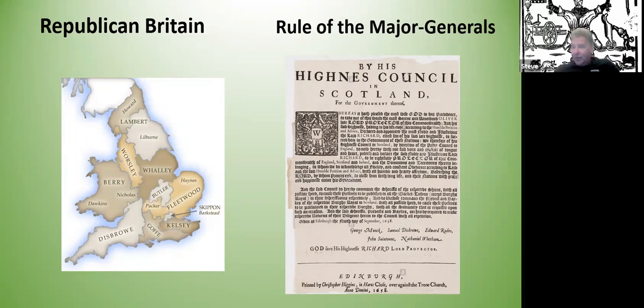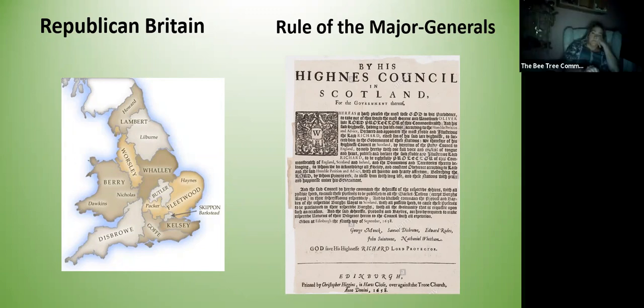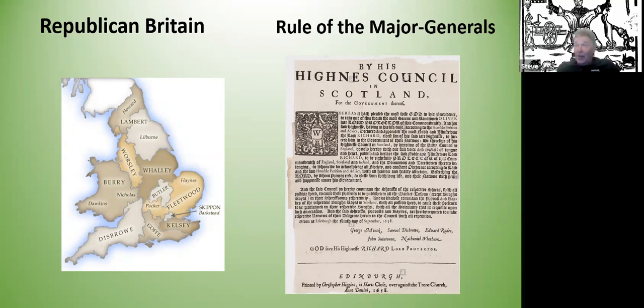Even though the MPs were vetted, during its first session they rejected a bill that would have made the decimation tax permanent and renewed the rule of the major generals. This meant that the rule of the major generals probably couldn't be maintained. So the system was abandoned in 1657 under the new constitution, the Humble Petition and Advice.